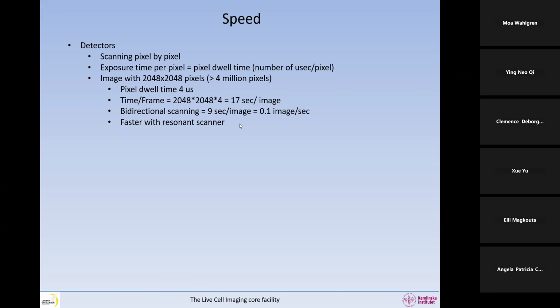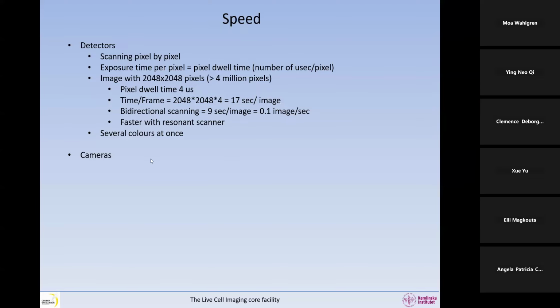We can go faster with the resonance scanner as well. And also, we have different detectors, because in a single point confocal we always have at least 2 detectors and up to 34. So we can image several colors at once. So that helps us also go a bit faster.